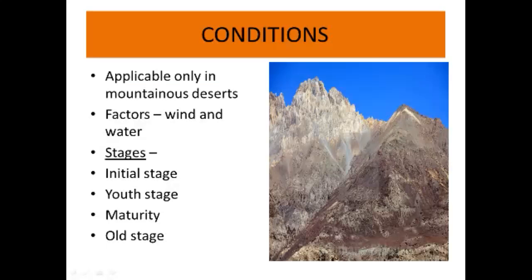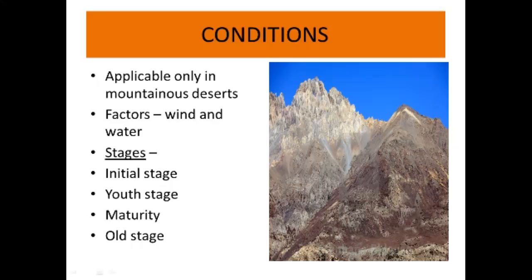The arid regions are dry, and here the mean annual rainfall is less than 25 centimeters. The wind which blows is very fast, and the weather conditions are extreme. During the daytime it is very hot, and during the night it is very cold. Both wind and water act here, and the water comes in the form of occasional rainstorms.